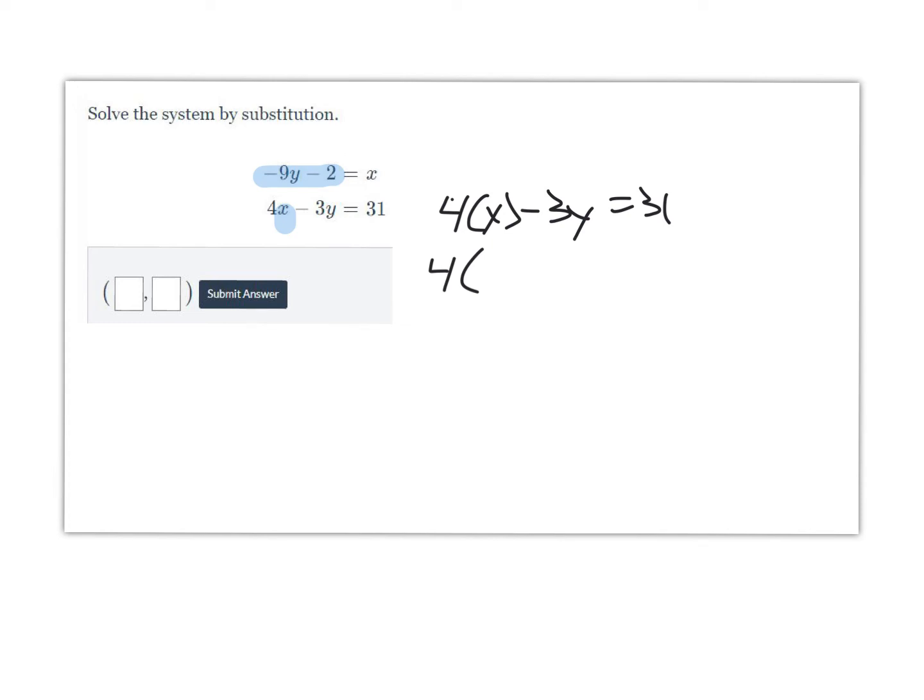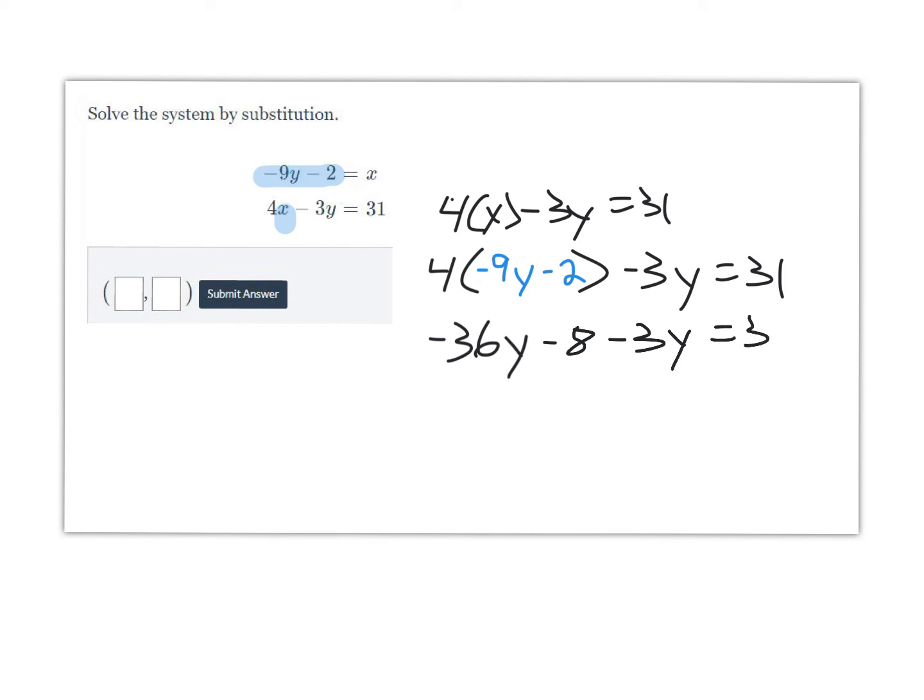So let's go ahead and put that in, negative 9y minus 2. Then the rest of the equation, minus 3y equals 31. Let's write that out and then work it out. Minus 3y equals 31, okay? So here we have to use the distributive property. We have to multiply 4 times both of these terms inside the parentheses. When we do that, 4 times negative 9y is negative 36y, and then 4 times negative 2 is negative 8. So I'll put minus 8 and then bring down the rest.